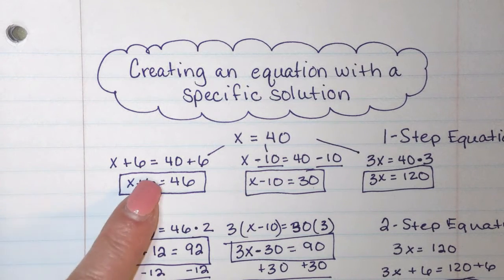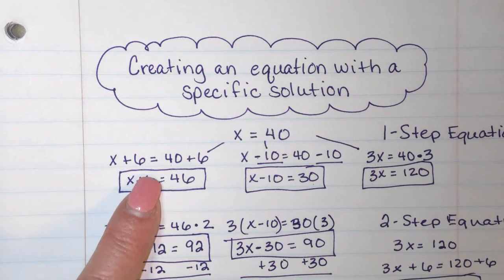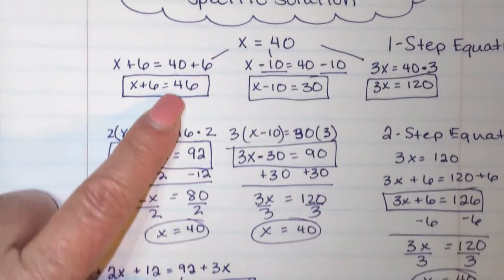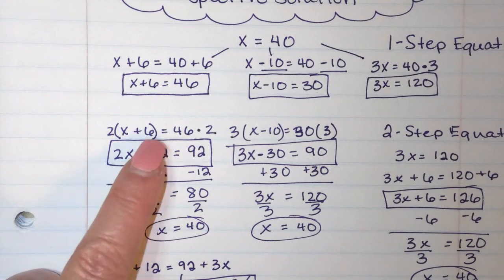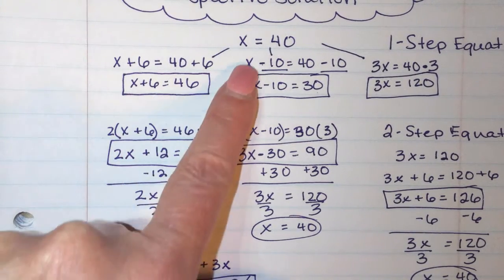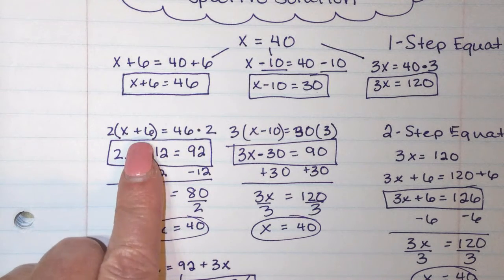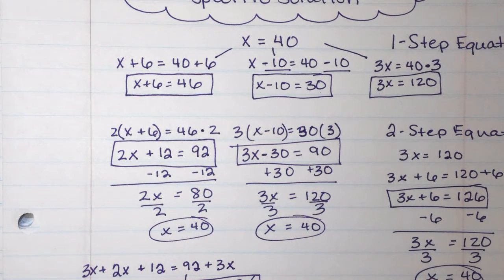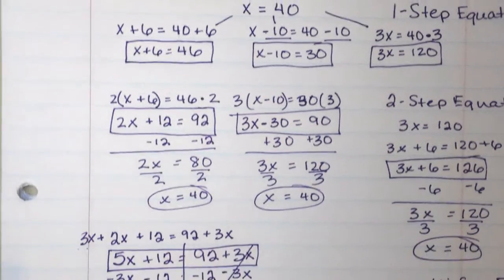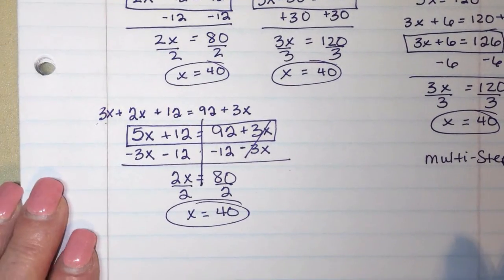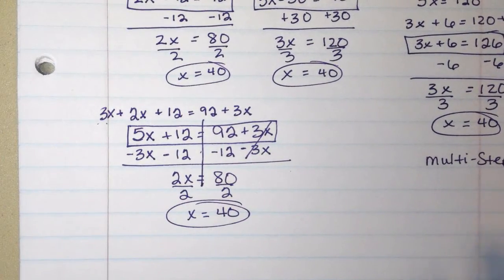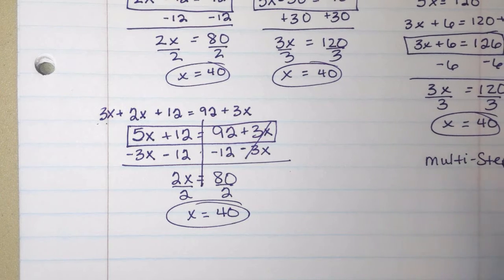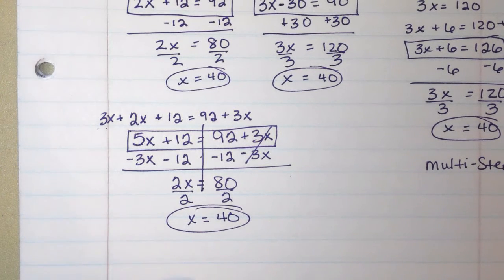So, one-step equation, take your solution that you're looking for, add, subtract, multiply, or even divide by something to get a one-step equation. Then, to make a two-step equation, you create a one-step equation that equals that amount, then multiply, divide, add, or subtract from it, whatever you want to do. Then for a multi-step equation, you take the same two-step equation and you add a term to it, a term with a variable.